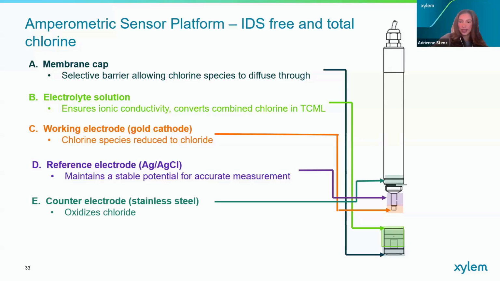And then finally, the counter electrode is located up here, which works to complete the electrical circuit with the working electrode. Current is passed through the counter electrode to balance the current produced at the working electrode. So reduction occurs at the working electrode and oxidation occurs at the counter electrode. The magnitude of the current is measured, which is converted into a chlorine concentration based on a calibration curve.